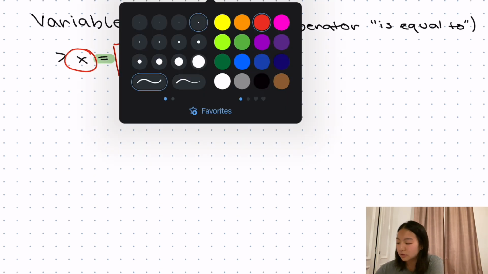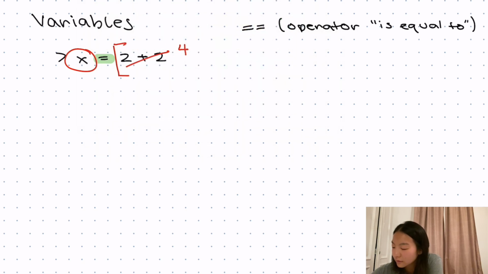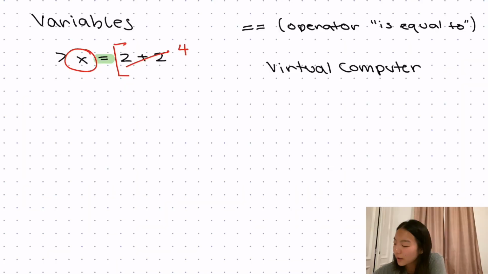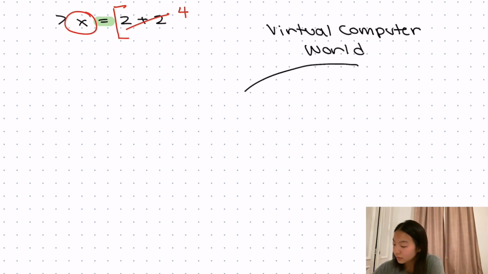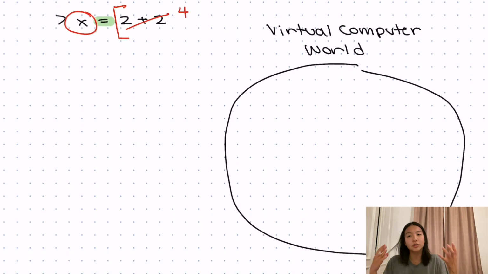So I've been telling my students that there is something known as the virtual computer world, which doesn't actually exist in computer science, so please don't actually say that to anybody, because it's just something that I came up with. But this is a virtual computer world, and I'm just going to show you this as a virtual representation. So this is what's actually going on inside the computer.